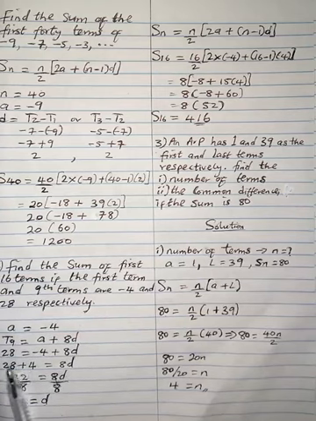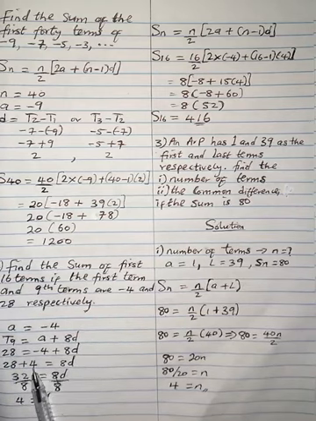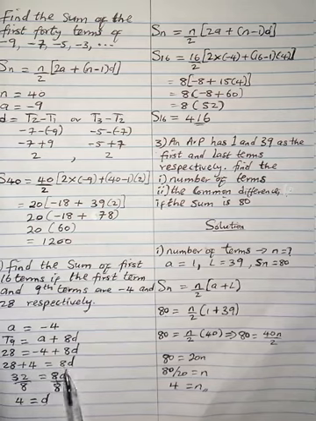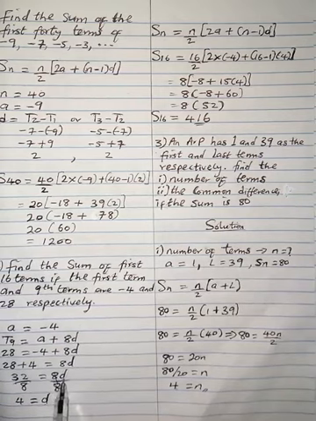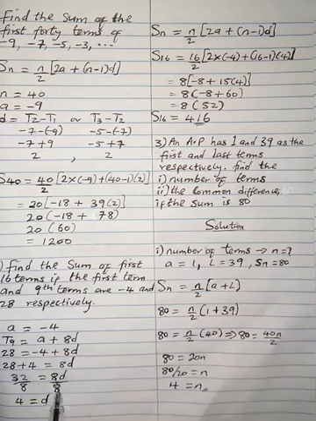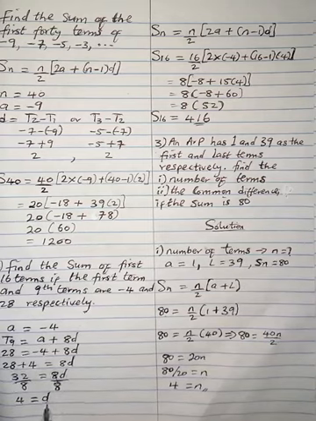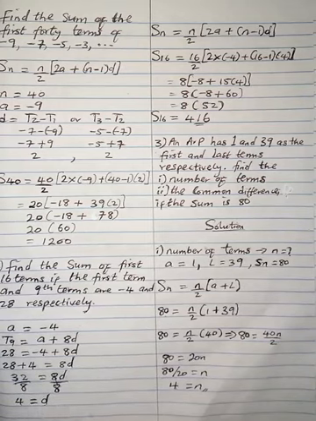Collecting like terms, we have 28 minus 4 crossing becomes plus 4 equals 8D. Now, 28 plus 4 will give us 32 equals 8D. For me to get D only, I have to divide through by 8. So dividing through by 8, 8 will cancel 8, D will be left. 32 divided by 8 will give me 4. In other words, my common difference is 4.